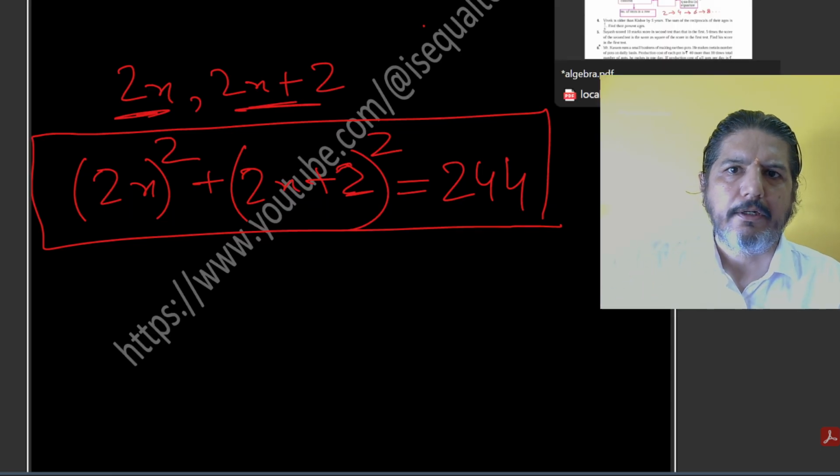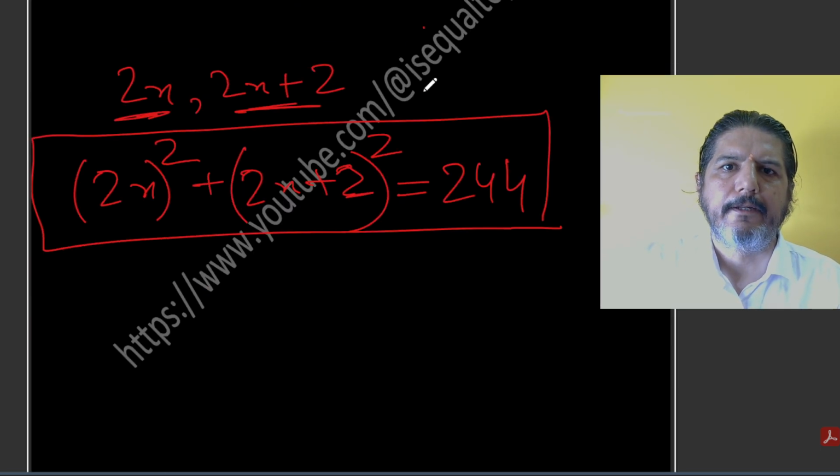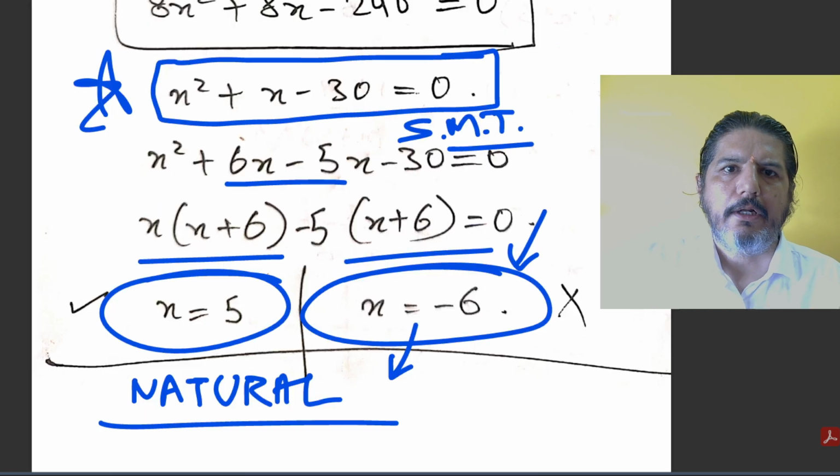And now we come to this point. I think we were talking somewhere here. Now see, your x is 5.